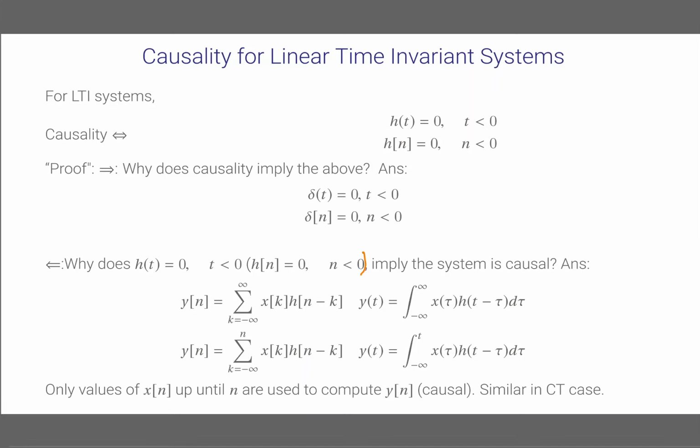So we can consider the convolution sum y[n] = sum of x[k] h[n minus k], or similarly the continuous time counterpart. So y[n] is the sum with k going from minus infinity to n of x[k] h[n minus k]. Only values of x up to n are used to compute y[n]. It's causal, and similarly in the CT case. So you cannot use values of x[k] beyond n to compute the value at n, and therefore h must be 0 after that. We have seen this before, so we are once again looking at it.